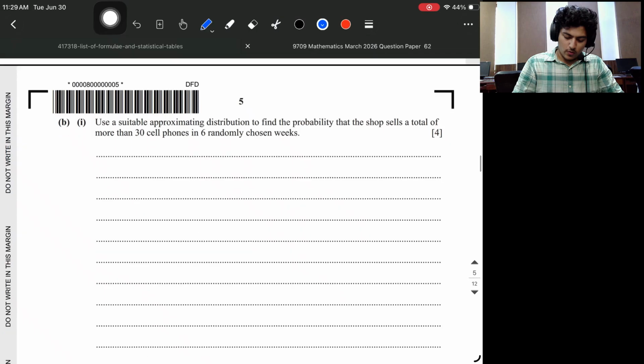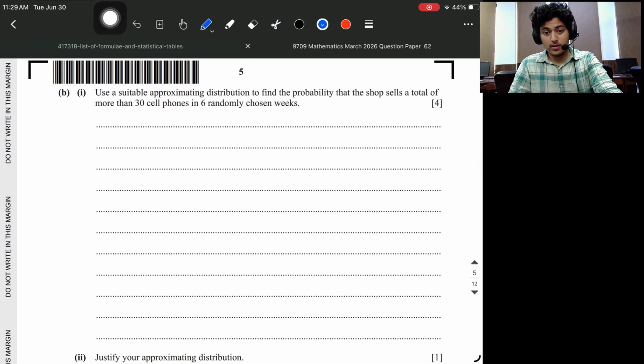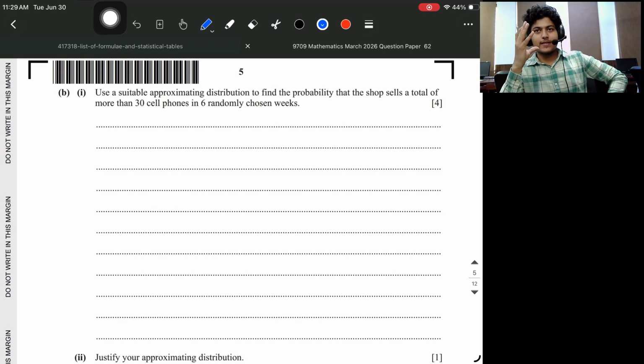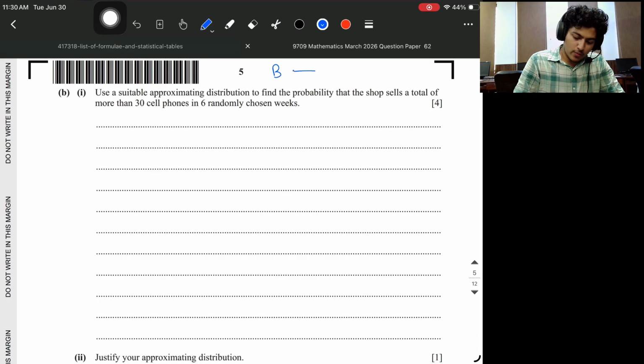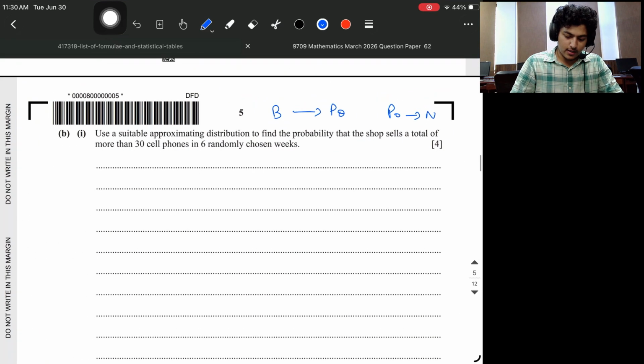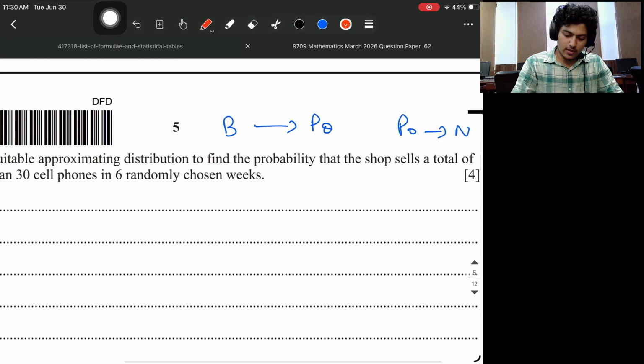All right, moving forward, we have B part 1, where they now say use a suitable approximating distribution to find the probability that the shop sells a total of more than 30 cell phones in 6 randomly chosen weeks. Basically, in Statistics 2, there are only two approximating distributions that we study. One is from binomial to Poisson. Another is from Poisson to normal.